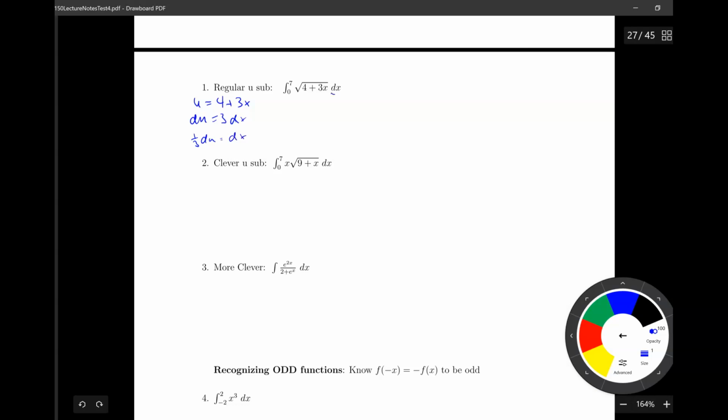All right, so I see that's dx right there. It gets replaced with 1/3 du, and I have the integral of the square root of u. So let's go change our limits of integration.